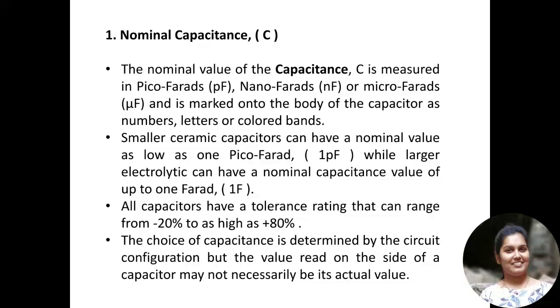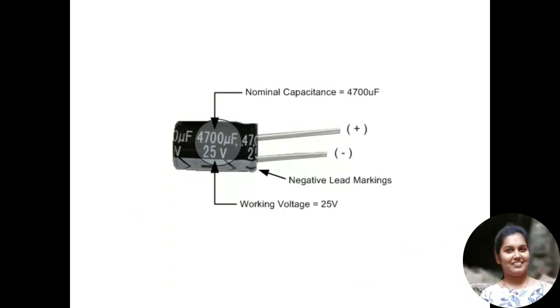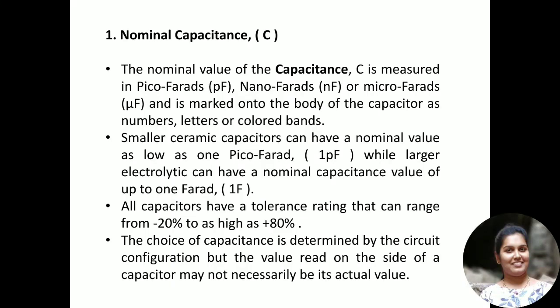Now let's see the various characteristics of a capacitor, right? So the first one is the nominal capacitance. In the previous slide, I have shown you a capacitor which is showing some capacitance value on the body itself. This point is nothing but the nominal value of the capacitor, and it is indicated by letter C, and it is one of the most important of all the capacitor characteristics.